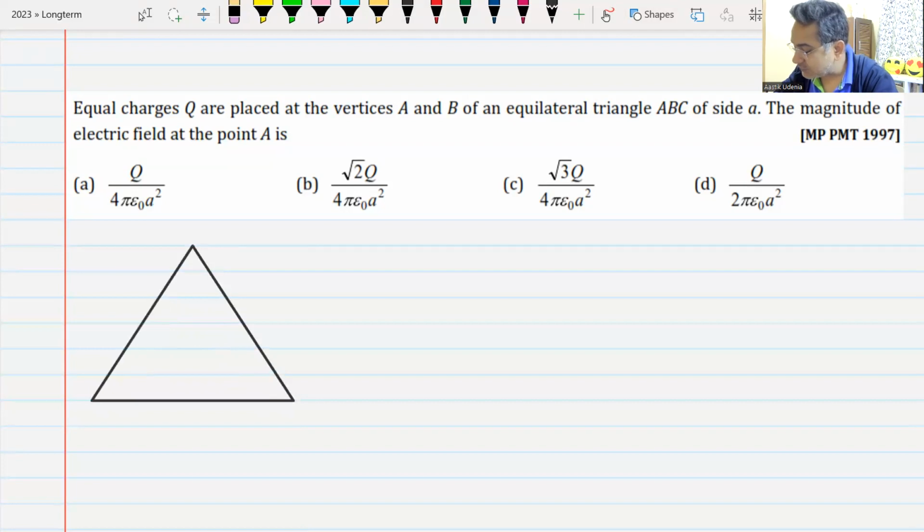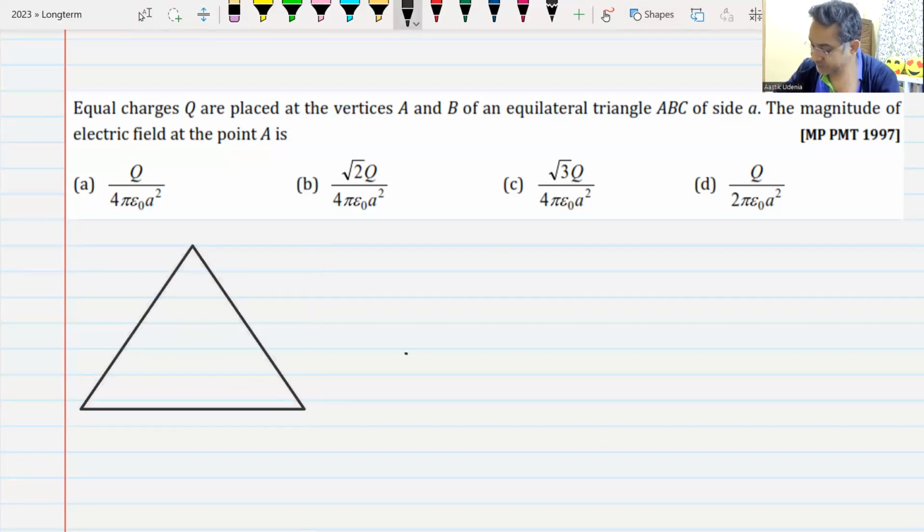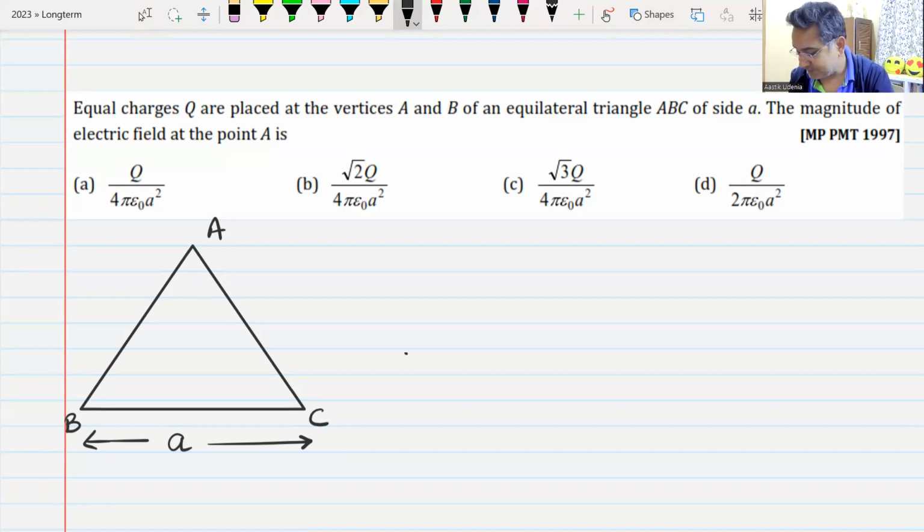Let us say this is your equilateral triangle. This is point A. This is point B. This is point C. The length of the side of this equilateral triangle is A. You have to calculate electric field at point A. Will you be able to calculate it? I'll give you 2 minutes to calculate.